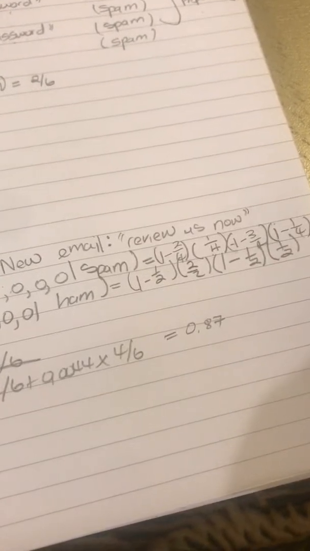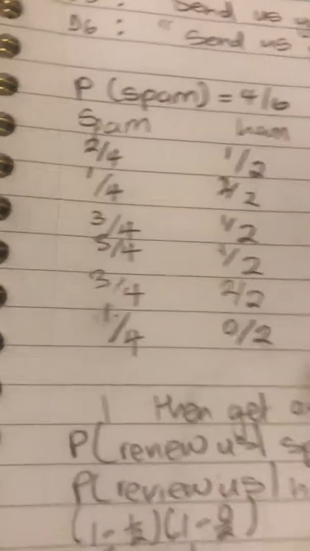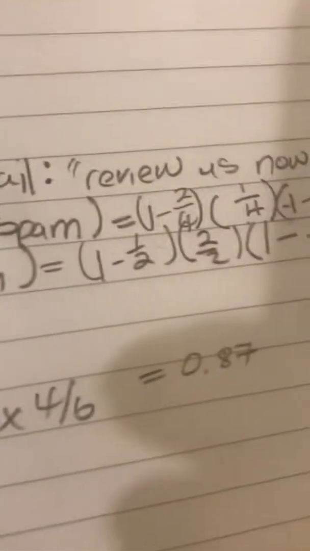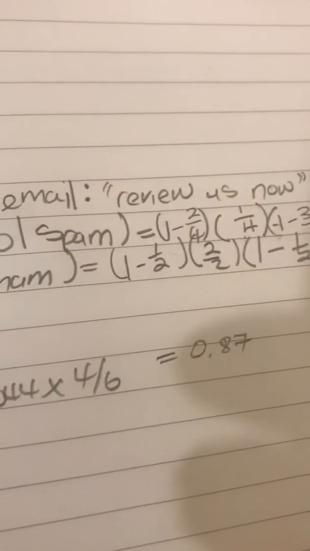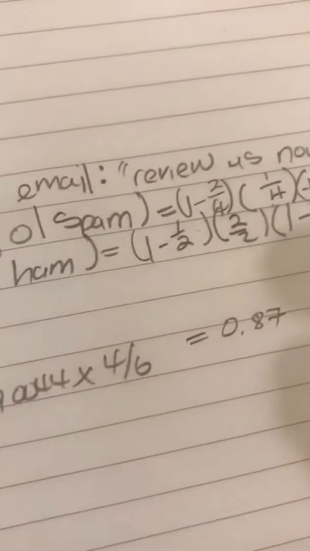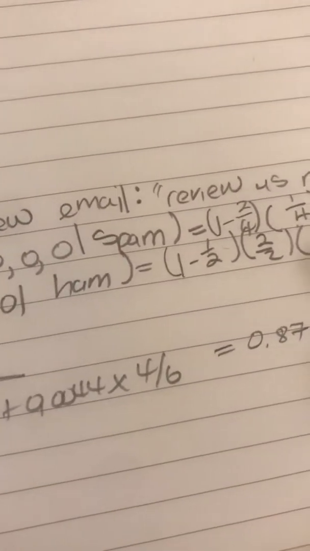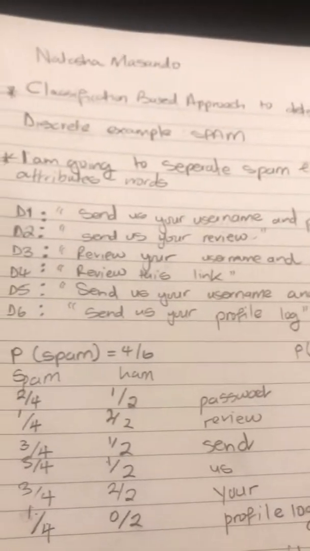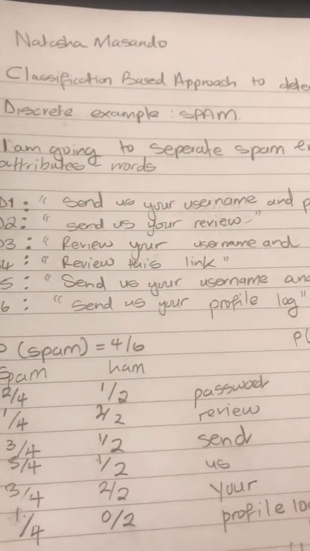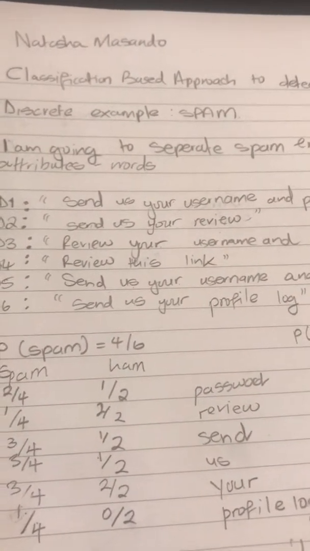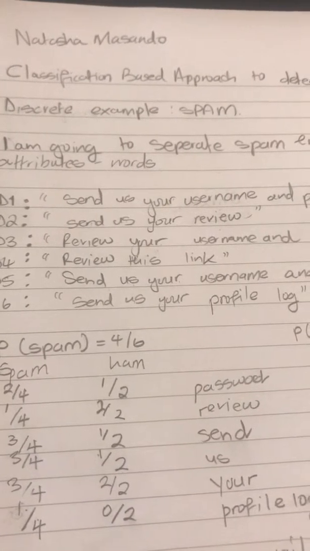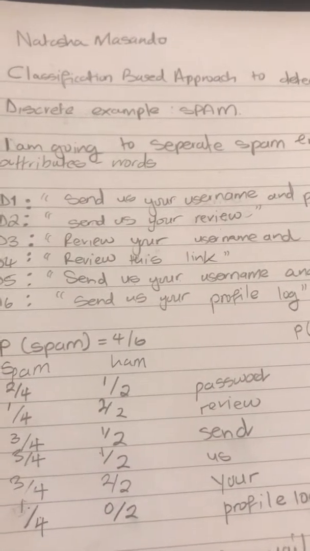Then we combine all the numbers, multiply them, and whatever percentage we get can tell us how close our probability is to predicting that this email is spam. As you can see, if you look at D4, which is "review this link," it's a spam training example that we use to classify in this example.